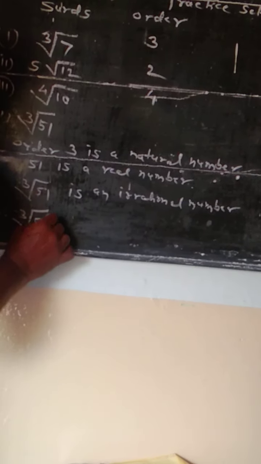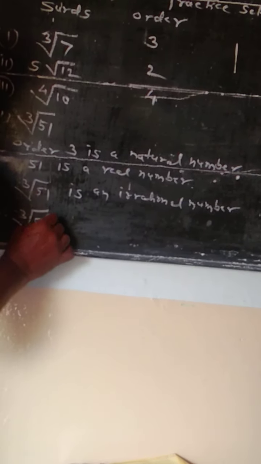Now this number is 2 root 13 and this number is 5 root 13. The coefficients are different, but the radicand is the same: here is 13, here is 13. Therefore, if order and radicand are the same, the given surds are like surds. Root 52 and 5 root 13 are a pair of like surds.